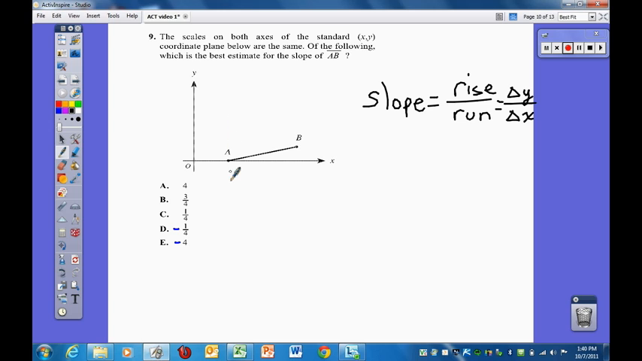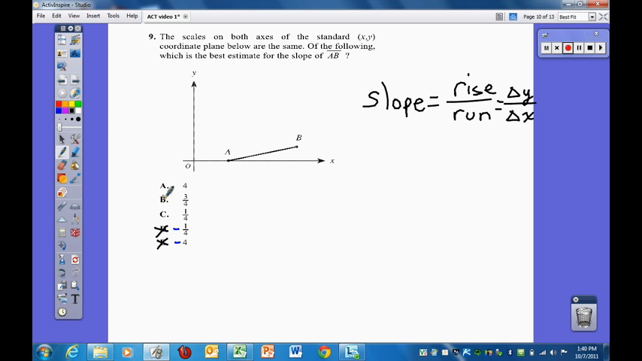Alright, so when we look at this A to B segment, and we think about what is its rise and what is its run, and have to make an estimate, we can immediately rule out two of the choices, D and E, because they're negative. When we look at the slope of something, we want to be traveling as if we're coming to the right and moving. If you have to move up, you know that the slope is positive. If you had to move down, which we didn't, then the slope would be negative.